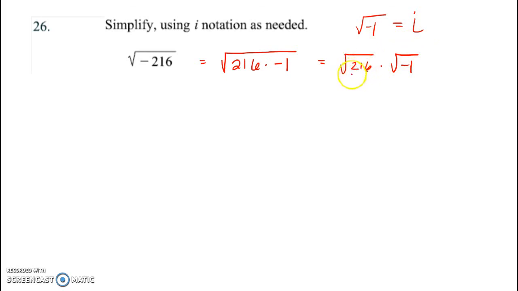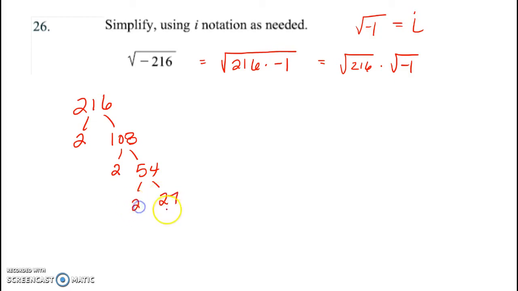Now 216, I need to find the largest perfect square factor. 216, I know it's divisible by 2. Half of 216 is 108. Take 108 and divide by 2 and you get 54. 54 divided by 2 gives you 27. 27 is 3 times 9, 3 times 3. Okay, we've got our prime factorization.